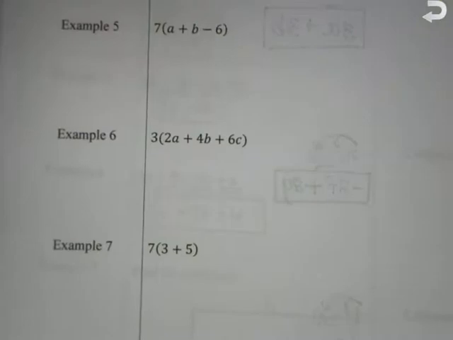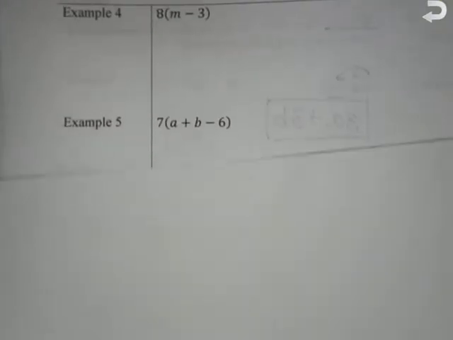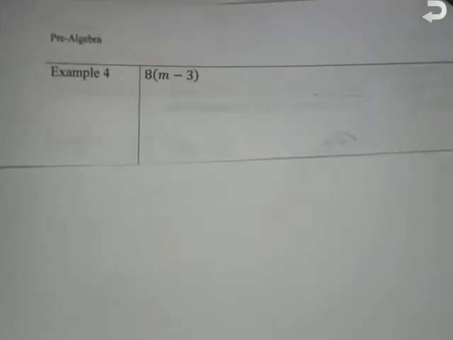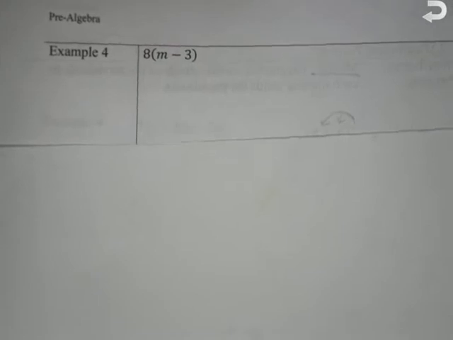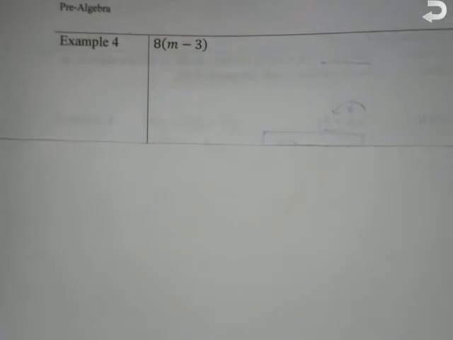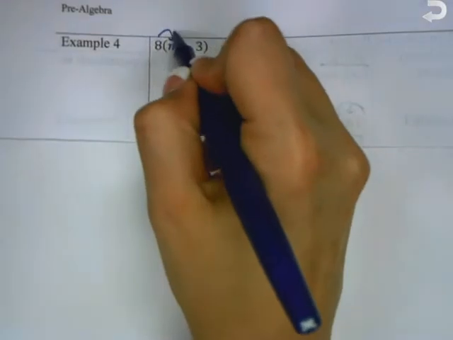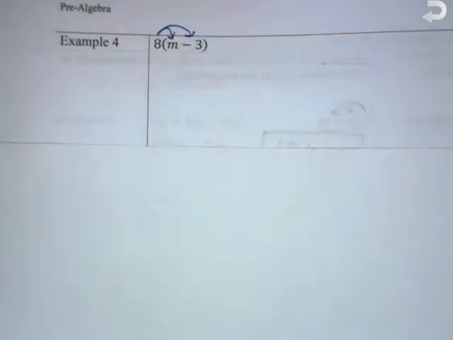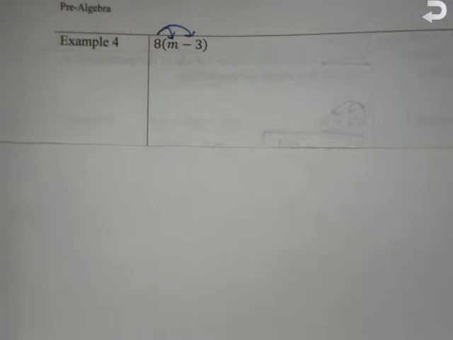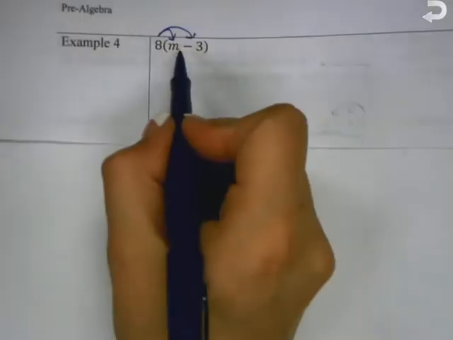So example 4. 8 times m minus 3. So this time there's numbers involved, but I'm still going to distribute. So we distribute that 8 into the parentheses. 8 times m, what does that give me? 8m.